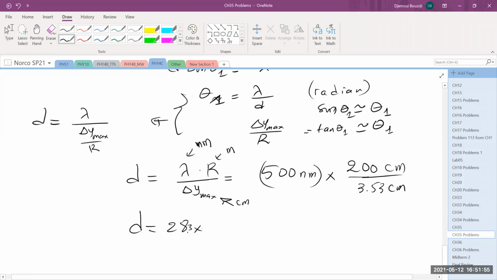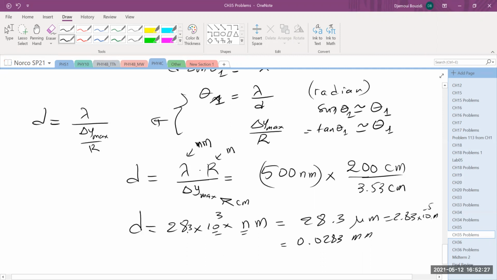28.3 times 10 to the power 3 nanometers, and 10 to the 3 nanometers is actually a micrometer. So this is 28.3 micrometers, or if you're careful with it, if I divide this one again by 1,000, it's going to be 0.0283 millimeter. Or if you want to, it's 2.83 times 10 to the negative 5 meters, okay?